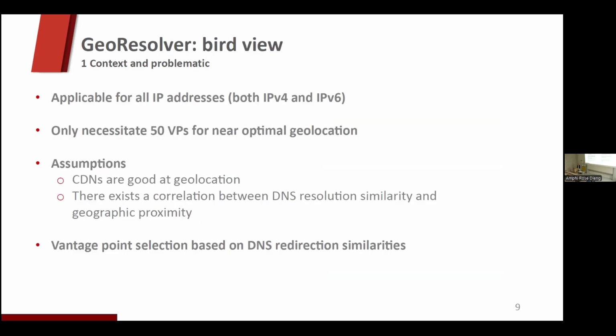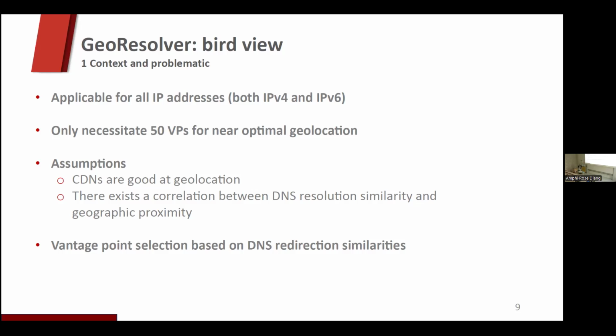And well, this is why we built GeoResolver, a methodology for efficient vantage point selection applicable for any IP address, both in IPv4 and IPv6, although we've only focused our work on IPv4 so far, and which operates with a fixed cost of 50 vantage points with near optimal precision. So near optimal precision means the precision we would obtain using all the vantage points available.